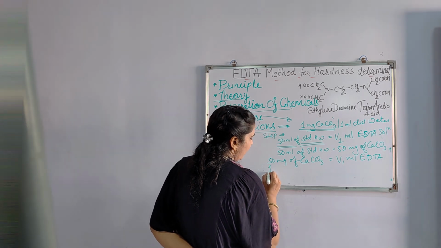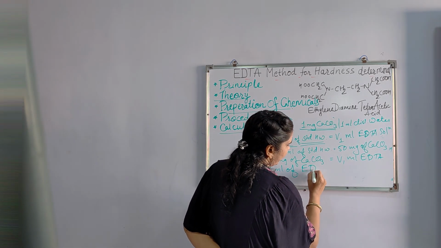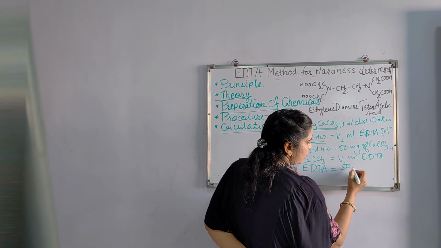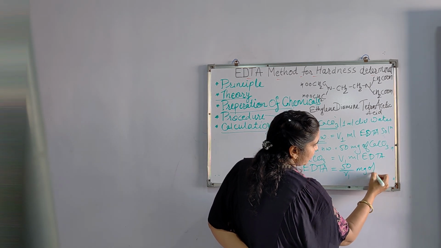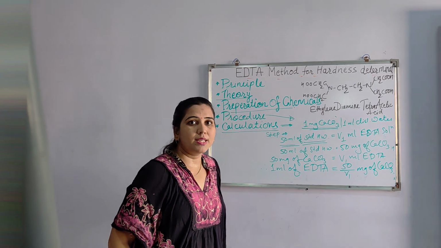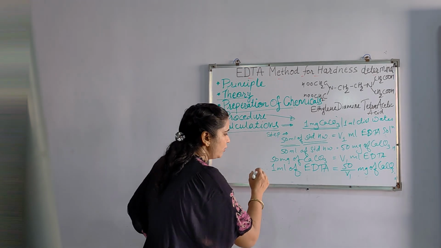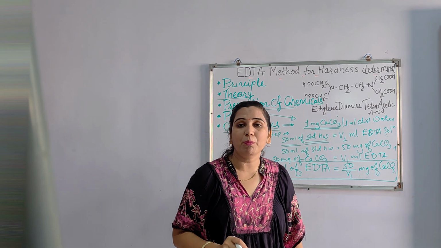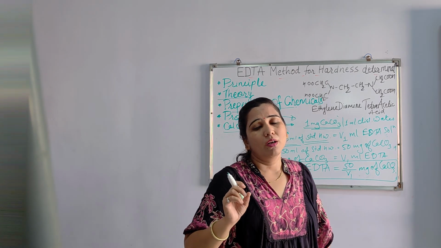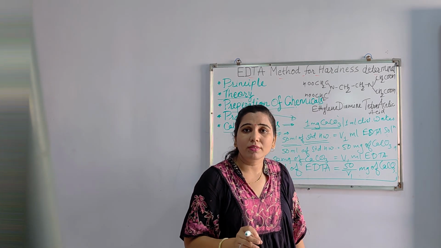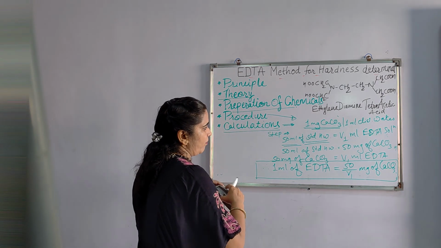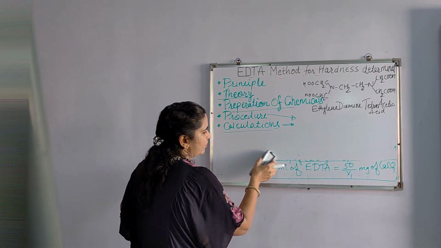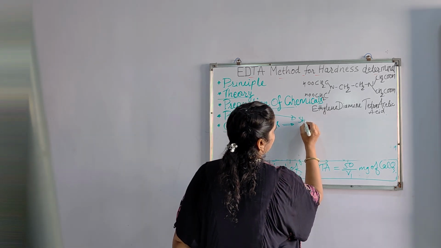Therefore, from this condition, what can we say? For 1 ml of EDTA, how much CaCO3 will we require? This V1 will be transferred to the other side, so 50 upon V1 milligrams of CaCO3. In this way we have got this very first statement: 1 ml of EDTA is equal to 50 upon V1 milligrams of CaCO3. It is from the theory and procedure for the standard hard water. So this is our first condition. As this board is small, we have to rub everything else, and this will remain as such. Then we move towards step 2.